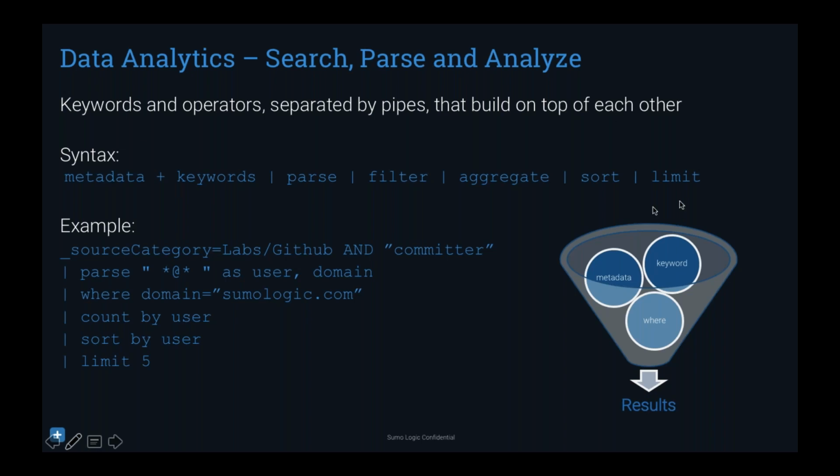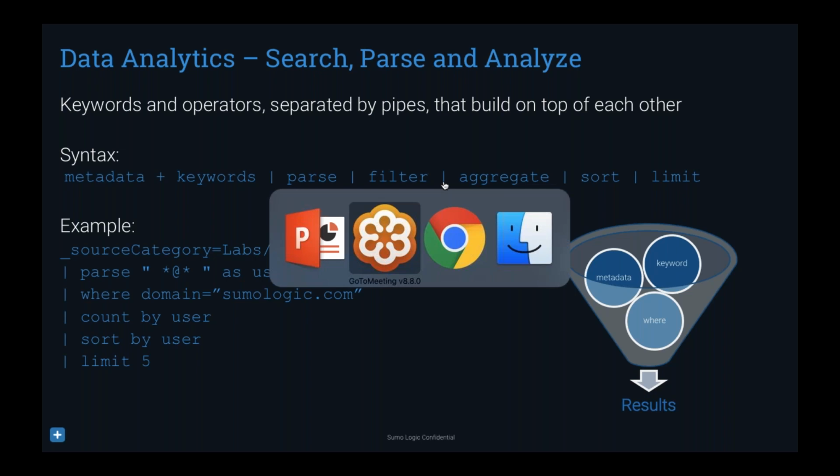The syntax for that looks something like this. You specify the metadata, like the source category. You specify any keywords, and then you can pipe that to another operator to start parsing the data, for example, start filtering the data, or start aggregating that data. So the piping, it's very similar to your Unix commands, right? You can grep something, you can pipe it, and so on. So very similar syntax. Let me just show you how we can start doing that.